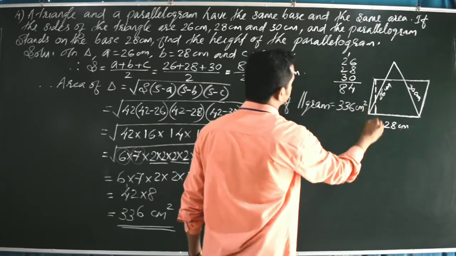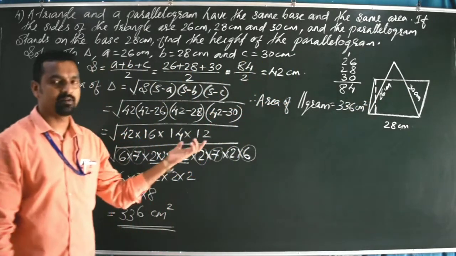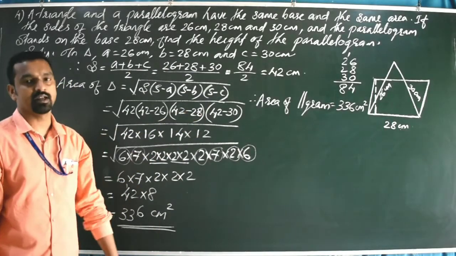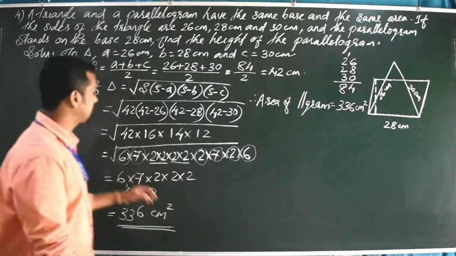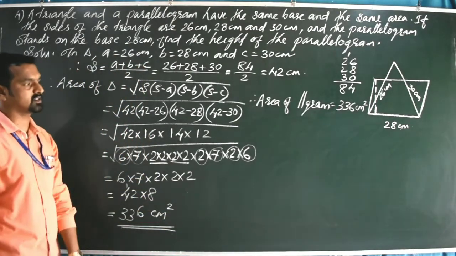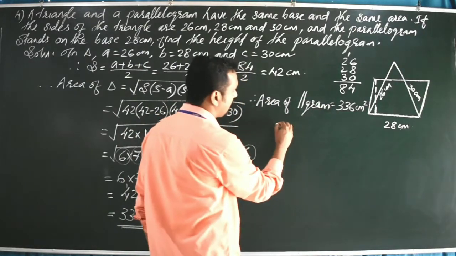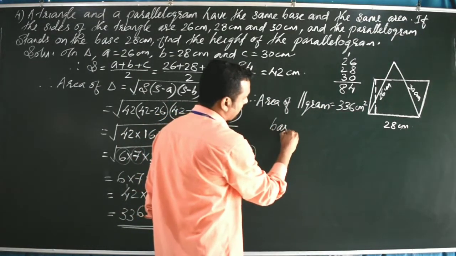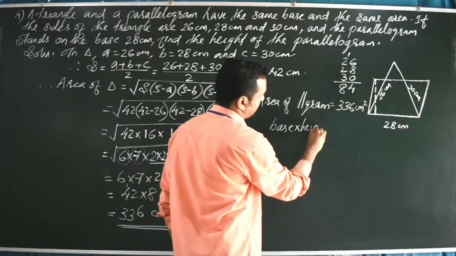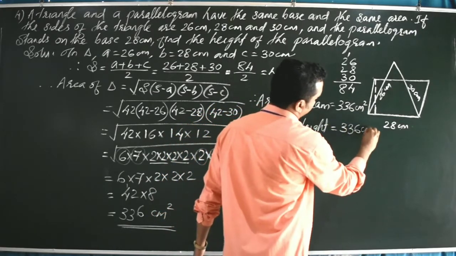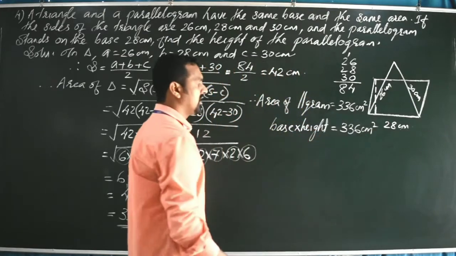336 centimeter square. In the question it is given that the area of the triangle and the area of the parallelogram are the same. So area of parallelogram is equal to 336 centimeter square, because the area of the triangle we got here is 336 centimeter square. Now area of a parallelogram, what is the formula? Area of a parallelogram is equal to base into height. Base into height is equal to 336 centimeter square.